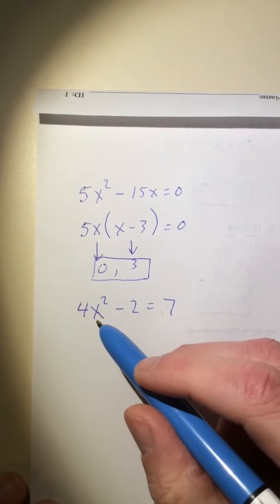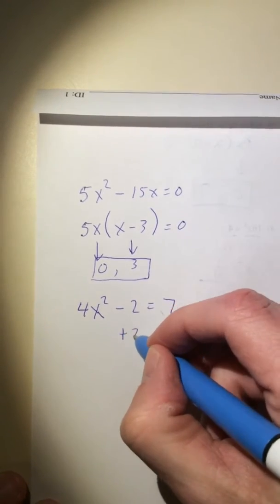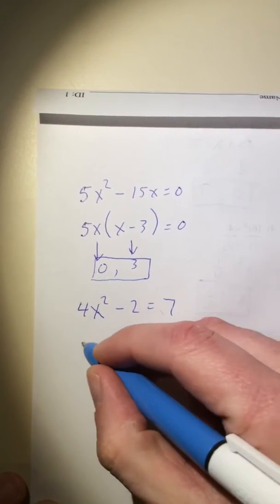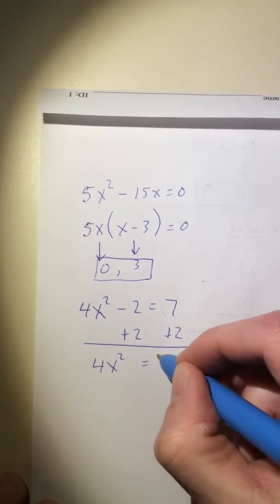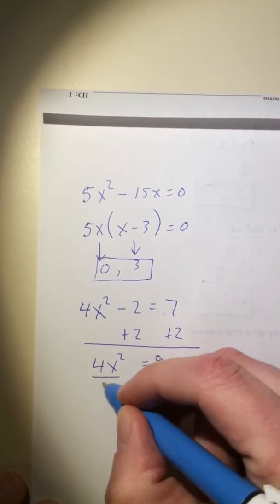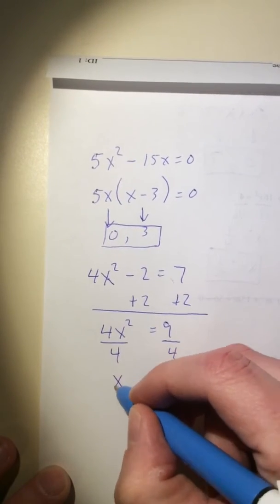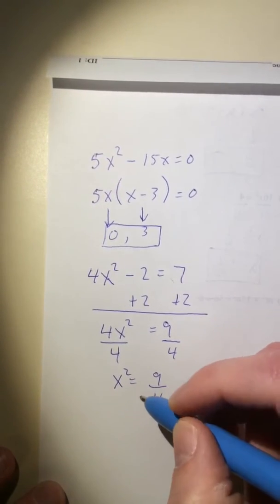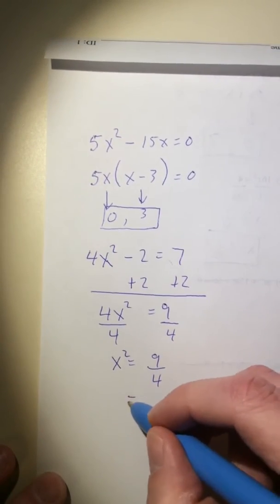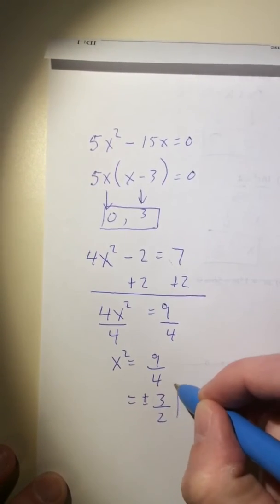And here, again, we're just going to isolate the x squared term as we did a moment ago. Step 1 is to add 2 to both sides, so we get 4x squared equals 9. Then we divide both sides by 4, and we end up with x squared equals 9/4. Then we root both sides, plus and minus, and we get plus or minus 3/2. So hopefully you got those 2 answers. And back to the lesson.